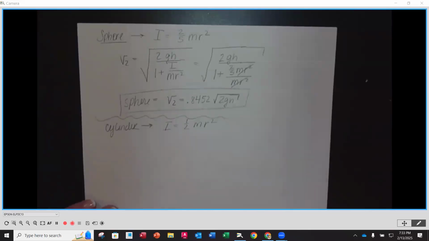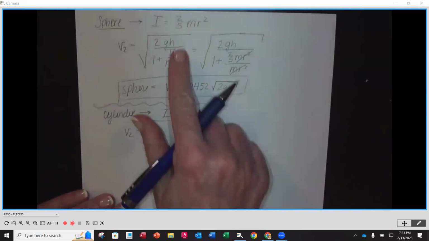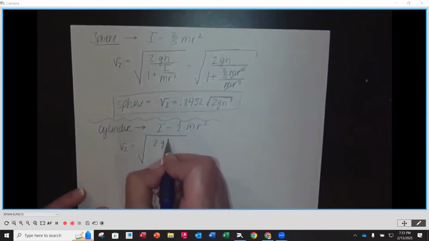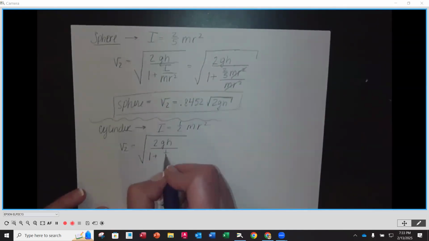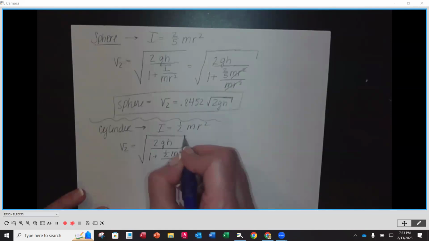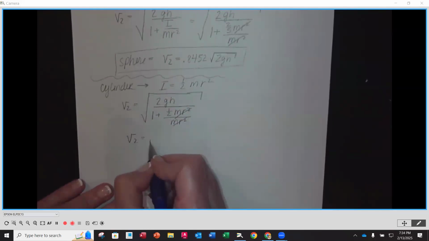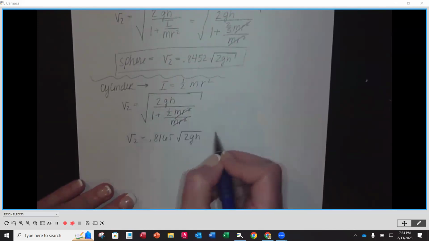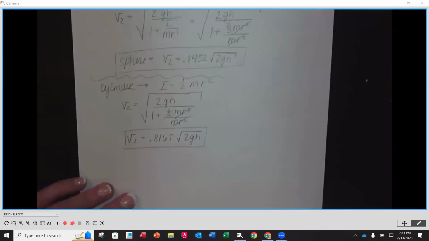All right, now we're going to do that very same thing for the cylinder. So we're going to have V2 is equal to, now I'm not going to redo all of this, I'm just going to put in my numbers. So 2GH divided by 1 plus, and then my I this time is going to be 1/2 MR squared divided by MR squared. So those two cancel out, right? And you should get V2 is equal to 0.8165 square root of 2GH. And again, maybe your number differs a little bit if you pull that 2 out.